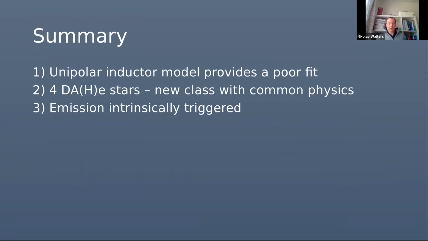And just to summarize, we believe the unipolar inductor model provides a poor fit for GD356 and the further 3 isolated white dwarfs with Balmer emission. Instead, we think that these white dwarfs form a distinct evolutionary class with emission produced by an active chromosphere triggered intrinsically at a specific evolutionary stage. And that's all I wanted to say. So thank you for listening.